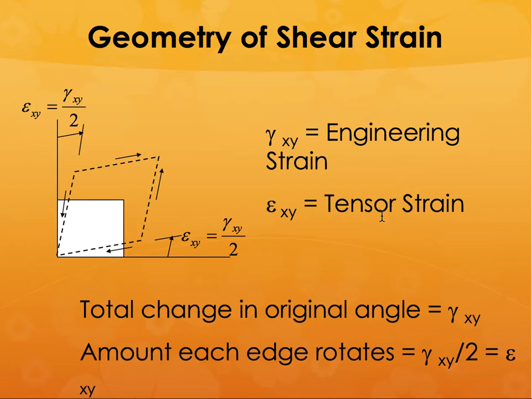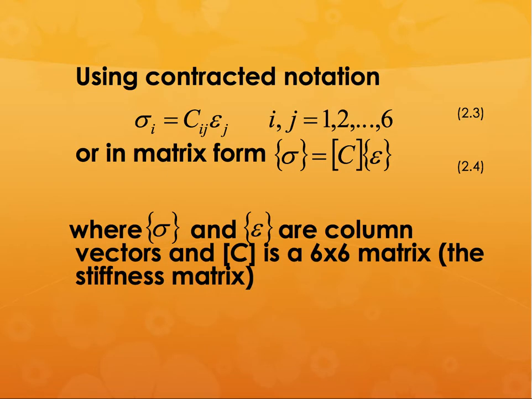Now you can simplify this even further by saying that the total change in original angle, the shear strain, is equal to gamma xy, and the amount each edge will rotate is half of that, which will also be equal to epsilon. So if you do that, you can get a 6x6 matrix rather than an 81 matrix. So 36 values only are required.